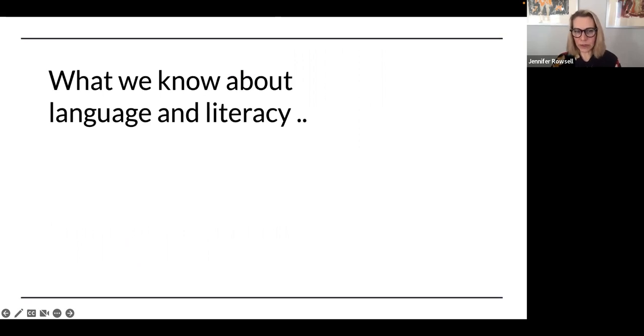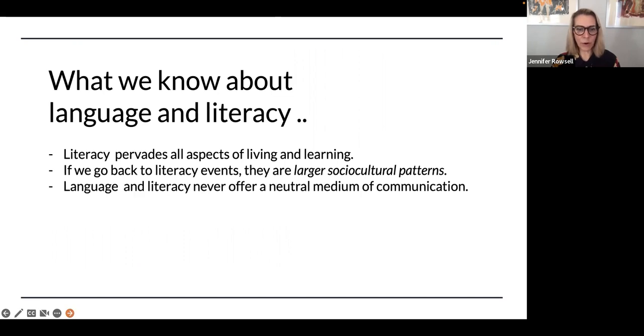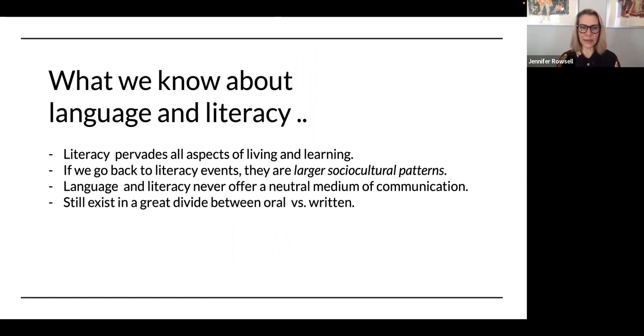But what do we know about language and literacy? Again, I'm preaching to the choir, as they say. Many of you already think about these things all the time on a daily basis. So literacy pervades all aspects of living and learning. If we go back to literacy events, which is what Brian Street and Mary Hamilton and others talk about, literacy is a social practice, right? Literacy isn't something that we just do within the adult literacy classroom. Literacy is something that pervades and moves into all aspects of our lives. So it has these larger social cultural patterns that we engage in all the time.